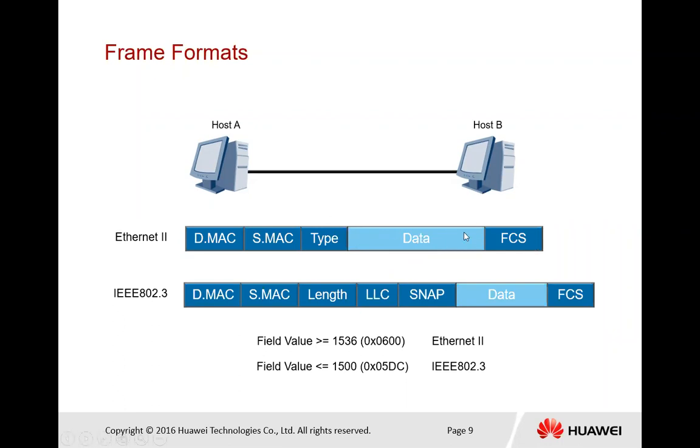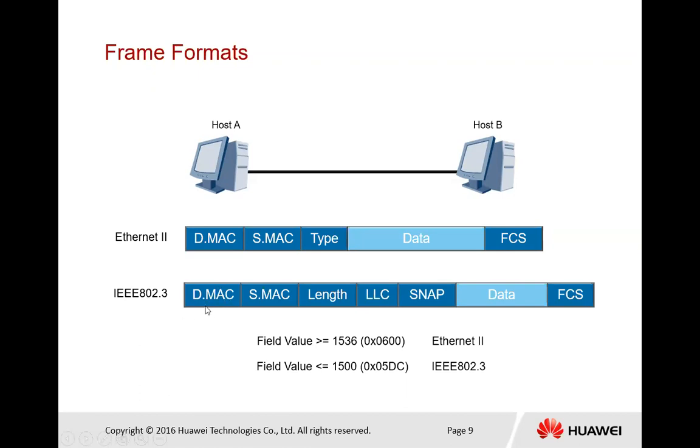After the data, we have a field that is FCS. FCS is the frame checksum. Again, the checksum is specifically to maintain the integrity of the data. And it is the same in IEEE 802.3.